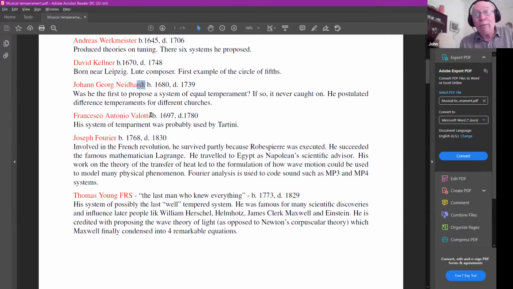There was also a man called Velotti. He was very much in favor by Tartini, and they all had their little methods of trying to get something which sounded good in keys which were far away from C, but weren't exactly the same. And it's probable that Beethoven also played on instruments which were well tempered and not exactly equal tempered.